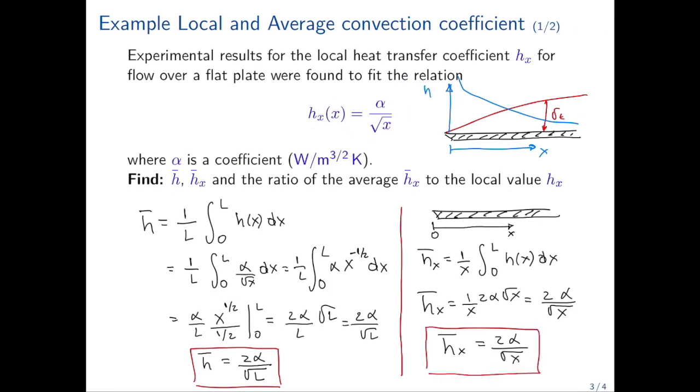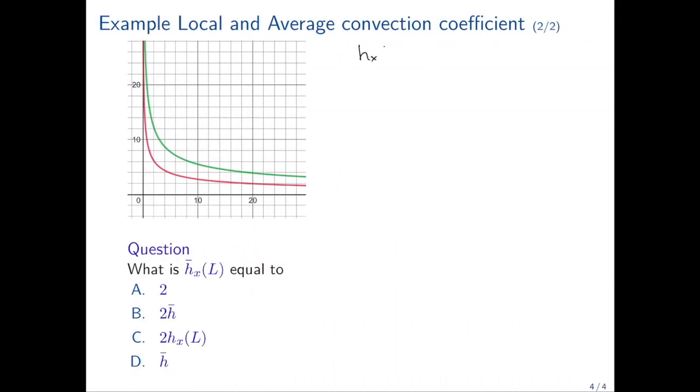Now let's see the two in context. h of x, which was given, was equal to alpha divided by the square root of x, and we compute the average. So the average was equal to 2 alpha divided by the square root of L. And we also compute the x average. So the x average was equal to 2 alpha divided by the square root of x. So we can see them in the plot, the difference in between. So this is h of x, the local definition, and the one in green is the average in x.